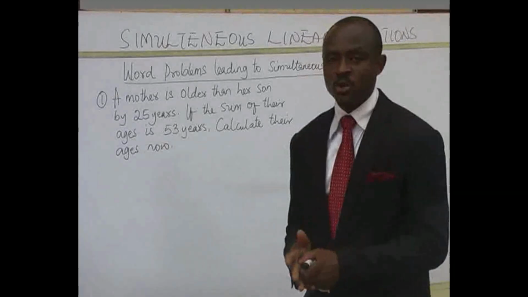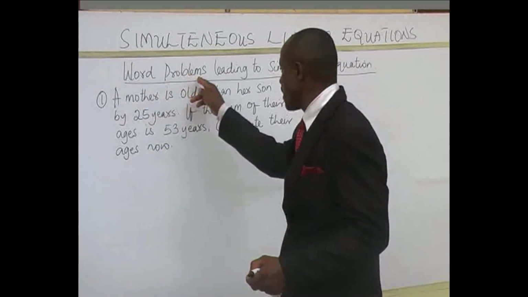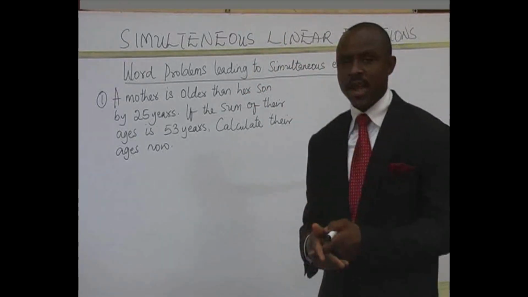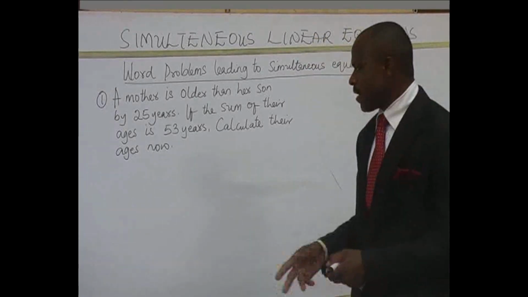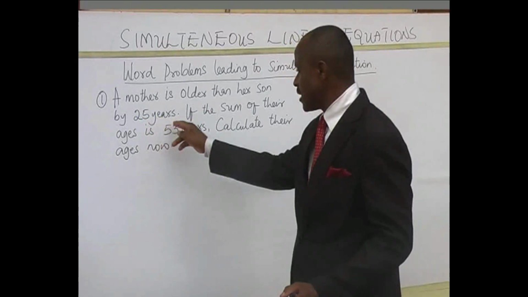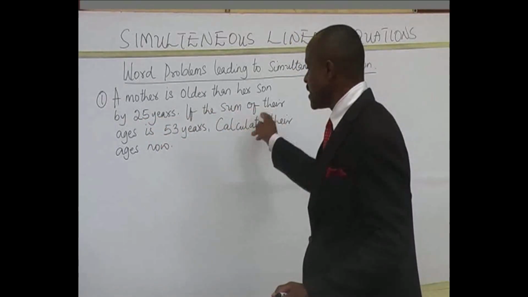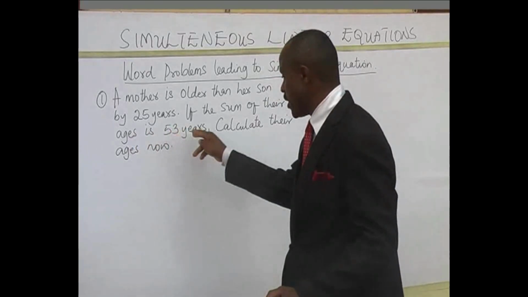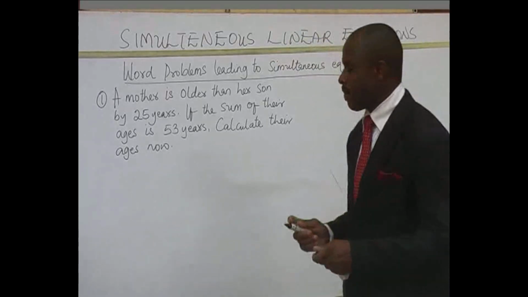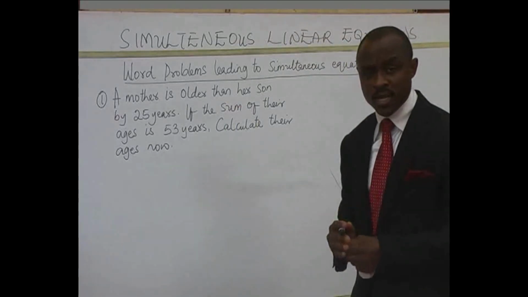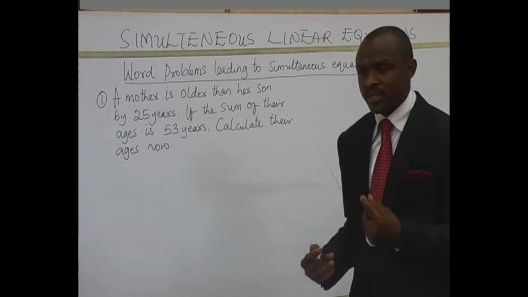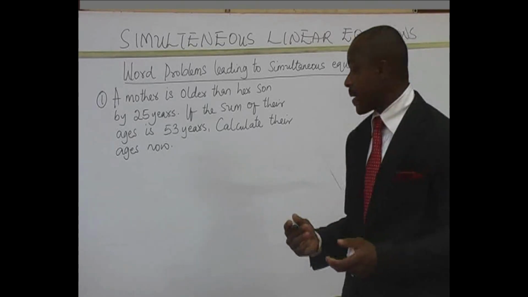We have entered into the concept of word problems leading to simultaneous linear equations. The first question says that a mother is older than her son by 25 years. If the sum of their ages is 53 years, calculate their ages now. If you are given something like this, the first thing you do is use some letters to represent their ages so that you can start constructing mathematical expressions from there.